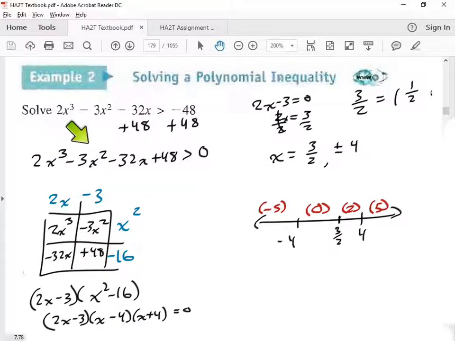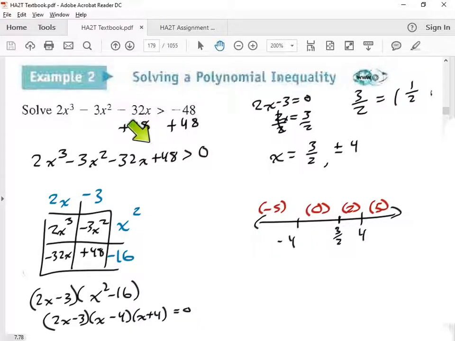Now, here's the neat part. You see how it says greater than 0? What numbers are greater than 0? All positive numbers. So I just care if this negative 5 makes me a positive number right here. I don't have to finish it. I just have to know if it's going to be positive.